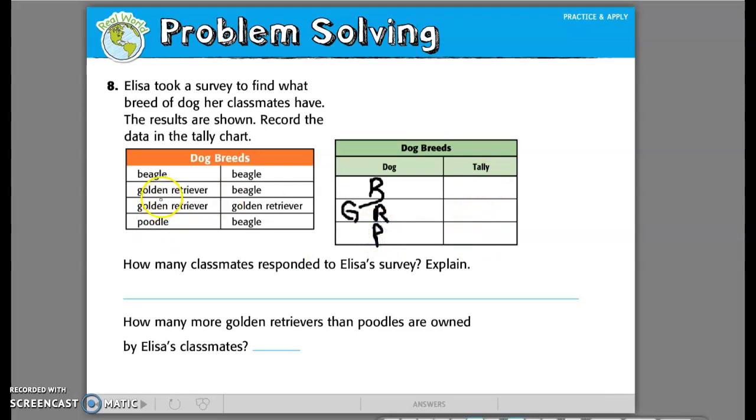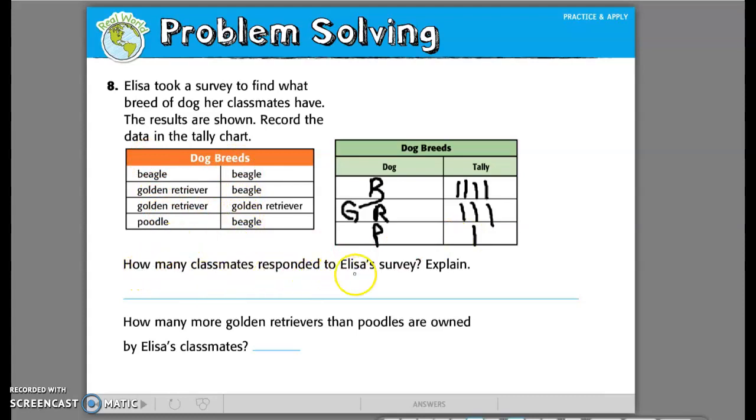Now I need to add tallies according to how many times those dogs show up. So I'm going to count the beagles. 1, 2, 3, 4. And so over here, I need tallies because it asked me to make a tally chart of 4. GR is golden retriever, and back over here in the table, there's 1, 2, 3. So I'm going to add 3 tallies. And then I have poodles. I'm only seeing 1. I'm going to count these up to make sure they equal the amount of dogs listed. So I have 4 plus 3 is 7, plus 1 more is 8. And if I look over here, I have 2 rows of 4, which is 8.